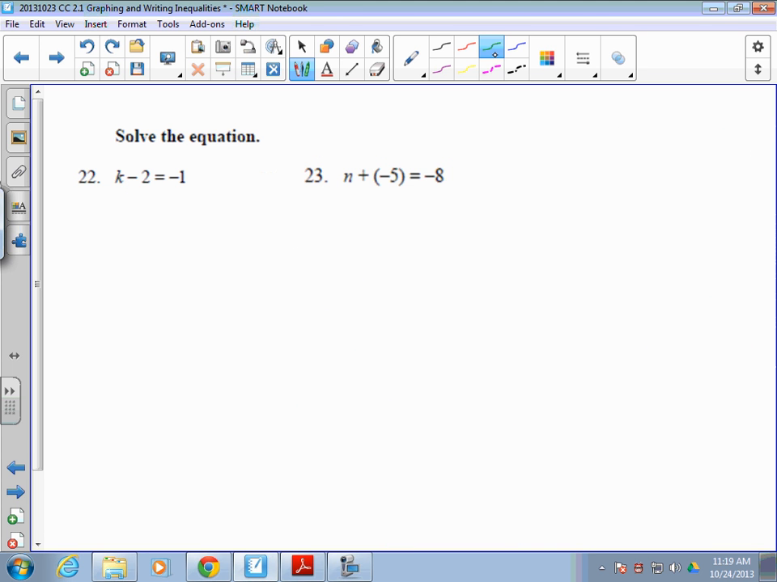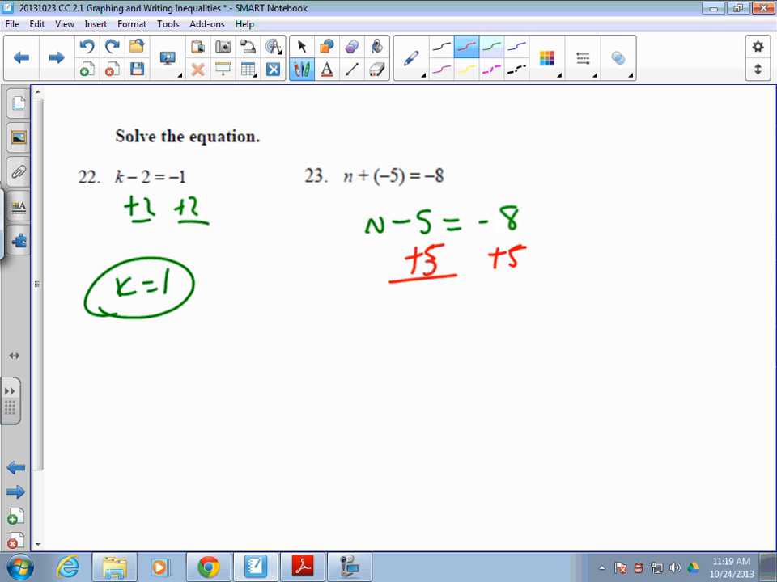Then we're solving these. Get rid of minus 2 by adding 2. Do the same here. K is 1. This says plus a negative 5. That's the same thing as minus 5 equals negative 8. Get rid of minus 5 by adding 5. Do the same to this side. Negative 8 plus 5, n equals negative 3.